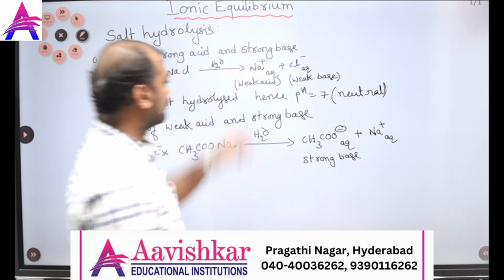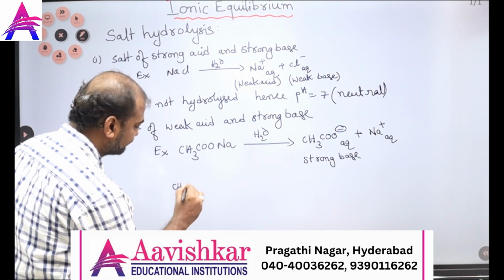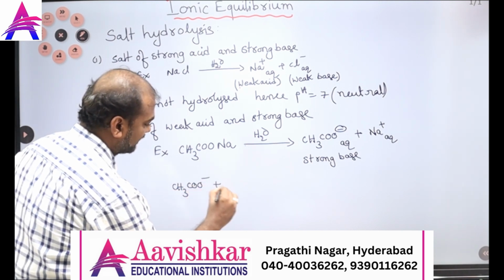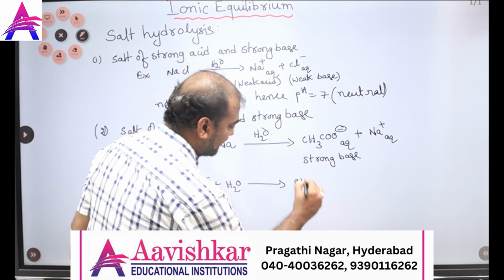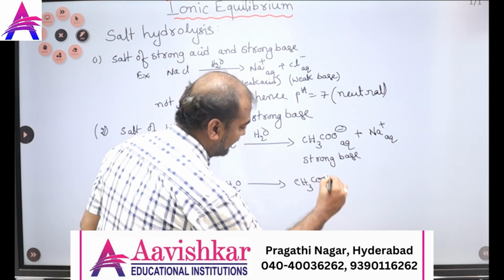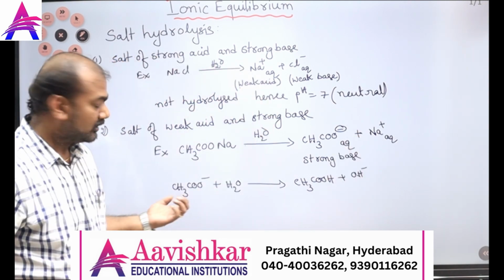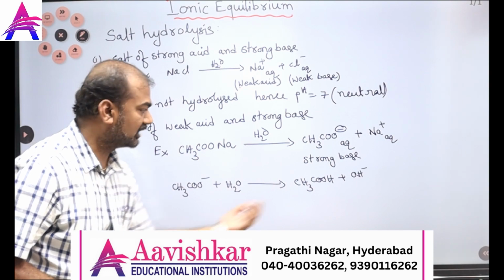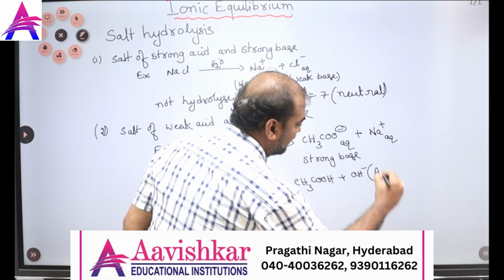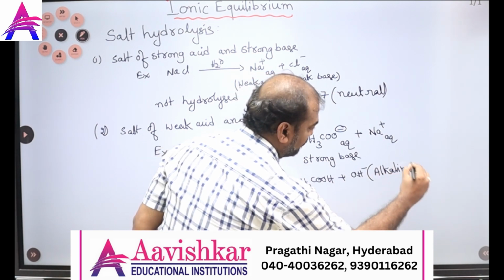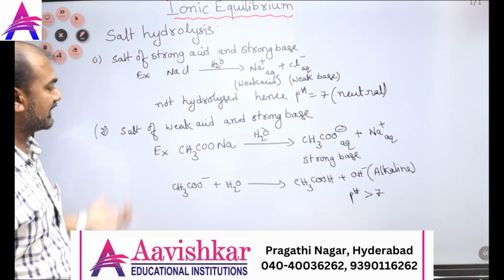Sodium, as we already know, is a weak acid. So this strong base will react with water. CH3COO-, on treatment with water, gives acetic acid, CH3COOH, plus OH-. Due to the reaction of acetate ion with water, hydroxyl ions are produced. Hydroxyl ion means alkaline, with pH greater than 7. This is the second type of salt.